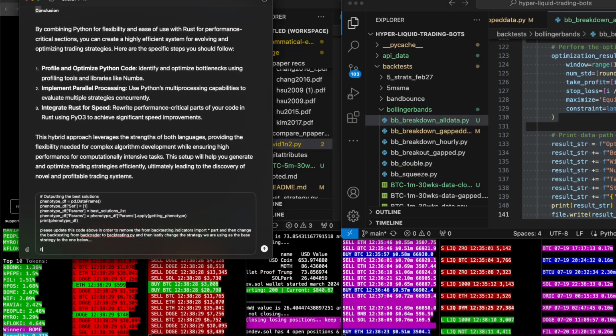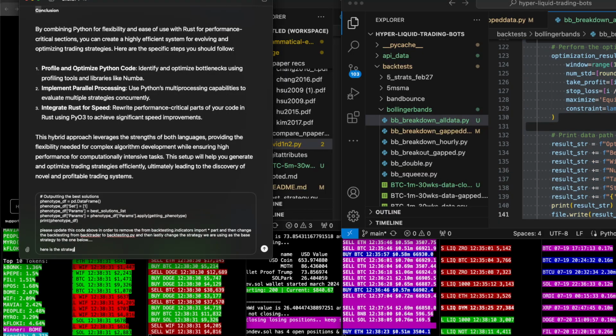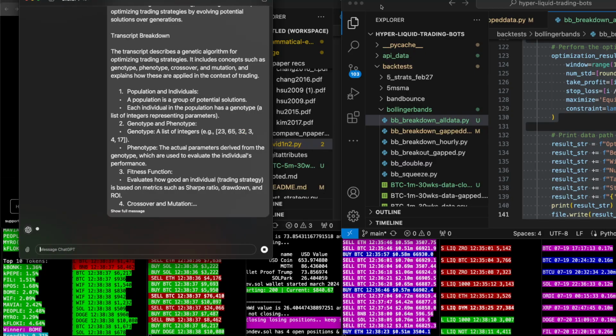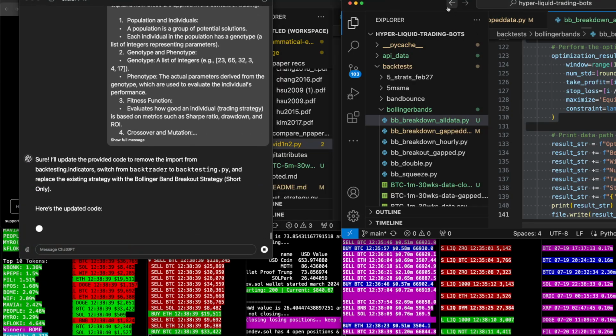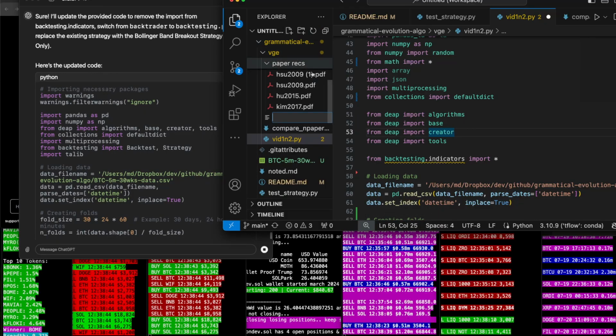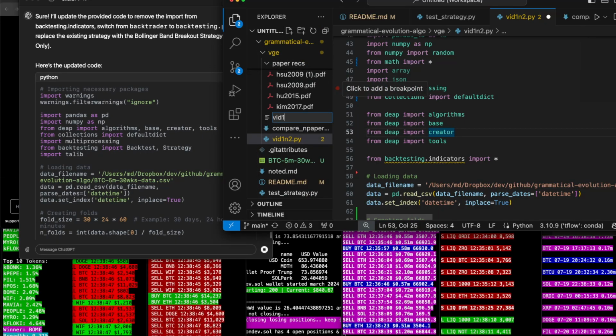Here is the strategy we want to work from. So, okay, now I get this out of here. Then I go over here, say vid 1 and 2. Vid 1, 2. Day 2.